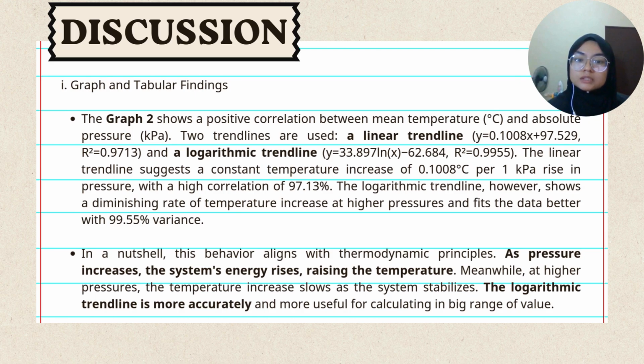So the logarithmic trend line is more accurate in representing this behavior as it accounts for the non-linear relationship between the pressure and the temperature. It is more reliable and useful for calculation over a wider range, or simply said, we can use the logarithmic trend line if we are working in big industries to calculate in a very wide range of values.